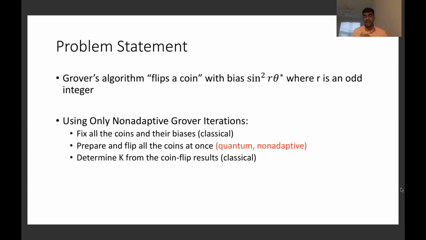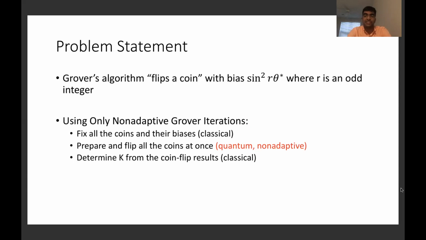And this is the step where the non-adaptivity is crucial, because an algorithm that uses non-adaptive Grover iterations would prepare and flip all the coins at once. Whereas one that uses adaptive Grover iterations could flip some of the coins, look at them, and then decide what are the biases of the remaining coins and whether to flip them or not, and so on. Here, we have to prepare and flip all the coins at once. And then at the end, after we've done this quantum step in one shot, in parallel for all the coins at once, we can determine k from the coin flip results. The goal is, if we are only allowed non-adaptive Grover iterations, to determine k from this set of coin flip results. And this is, again, a classical step.